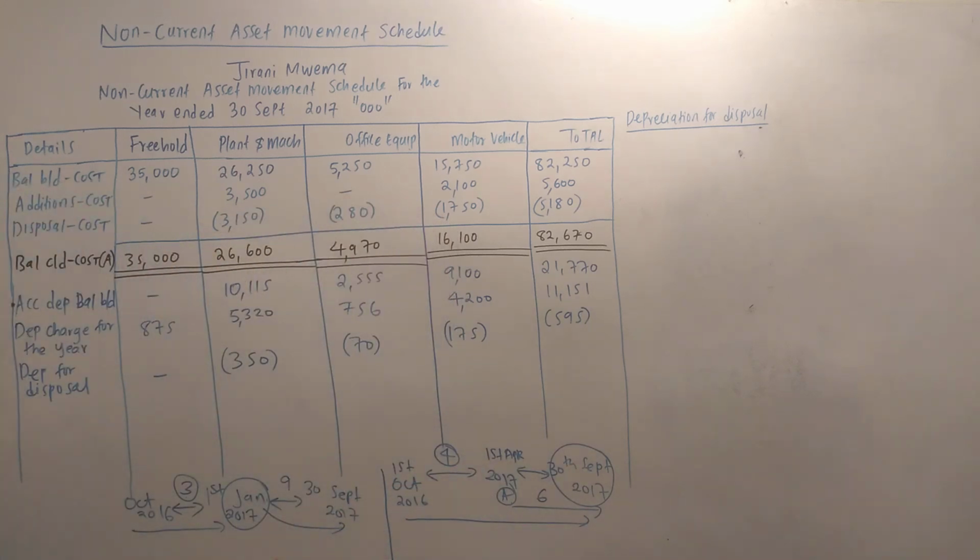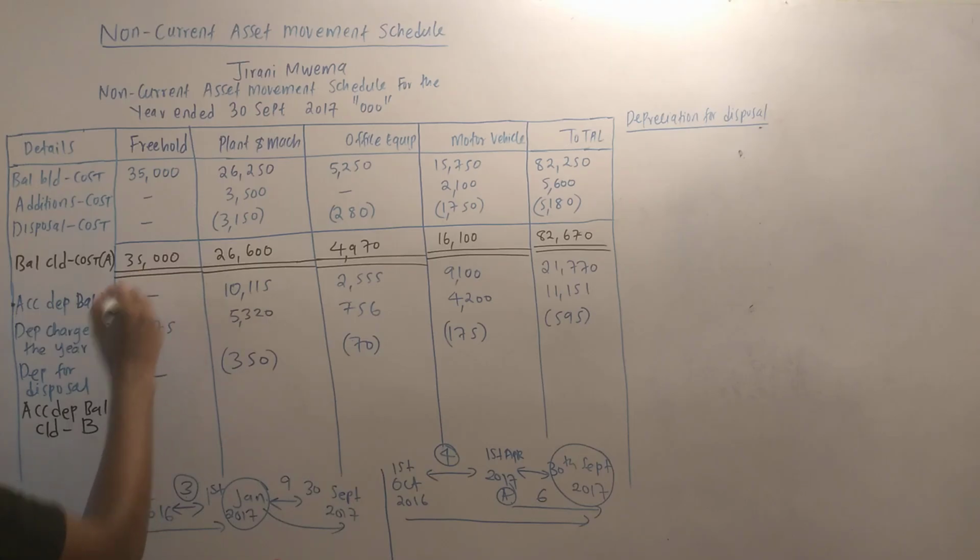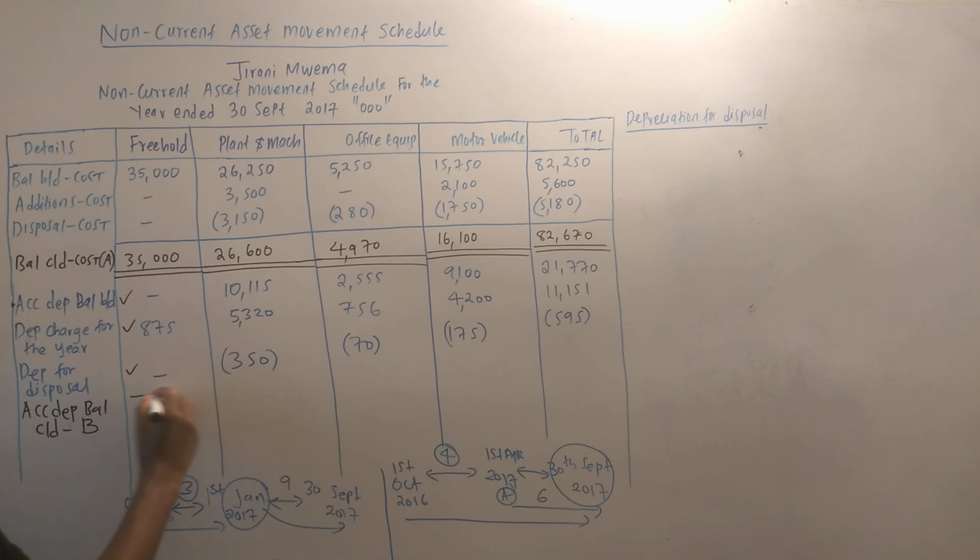Now we find the balancing figure. Maybe we shall confirm later to see if the representation will give us 350. But for now, the balancing figure is accumulated depreciation, balance carried down, and we call it B. How do we find it? You take accumulated depreciation at the beginning, add the depreciation charge for the year, then less the disposal. In this case, it will be 875.